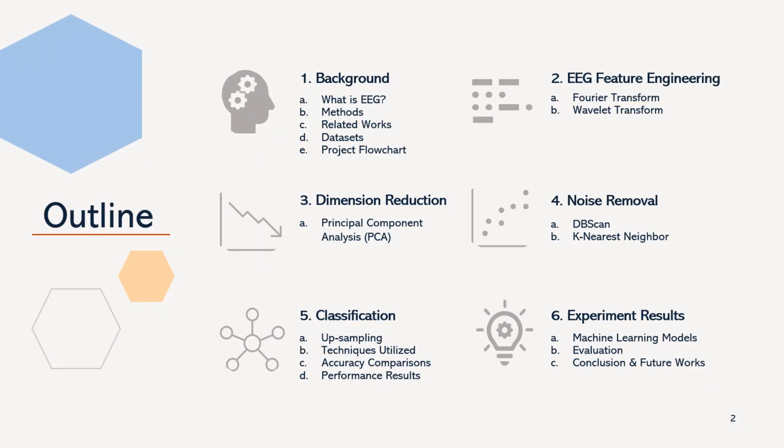So for a quick outline of my project, I will first talk a little bit about the background, such as what EEG is, some related works, and the datasets I will be using. And I will do feature engineering of my data, which leads to dimension reduction, then noise removal, classification, and also upsampling, and then eventually my experiment results.